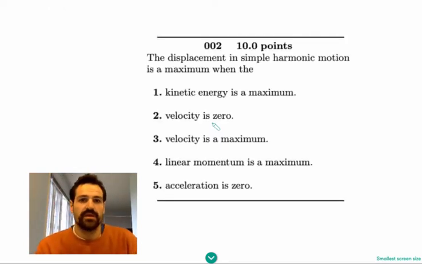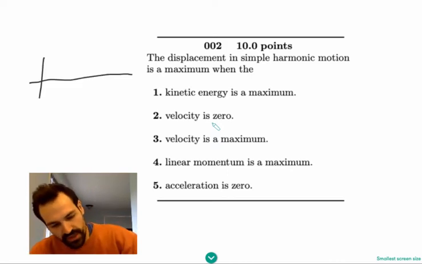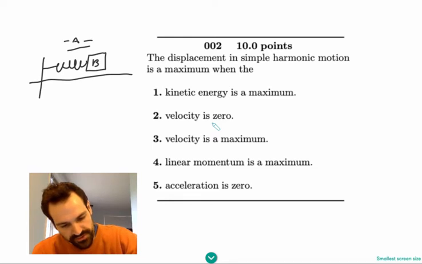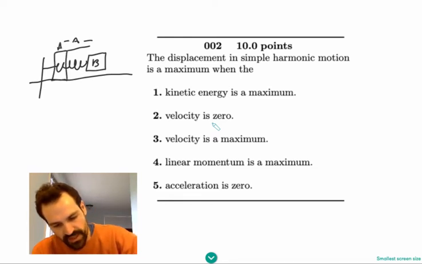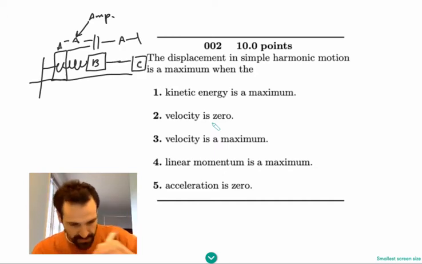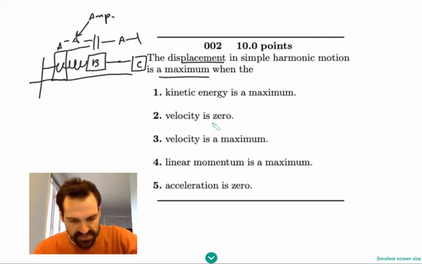Problem number 2. The displacement in simple harmonic motion is at a maximum when... before I even get started, I'm going to think of what a harmonic oscillator is. I'm going to call this position B, and it's going to swing over to position A. And this A represents amplitude. And then it's also going to go over to position C. So the displacement's at a maximum at positions A and C.